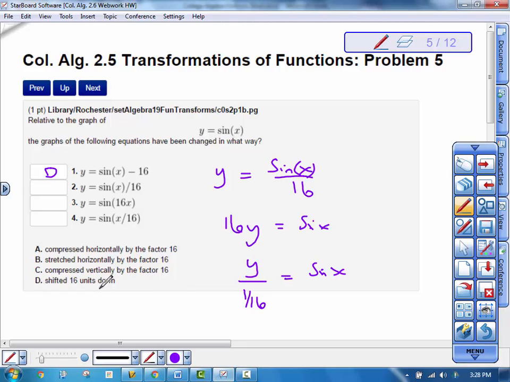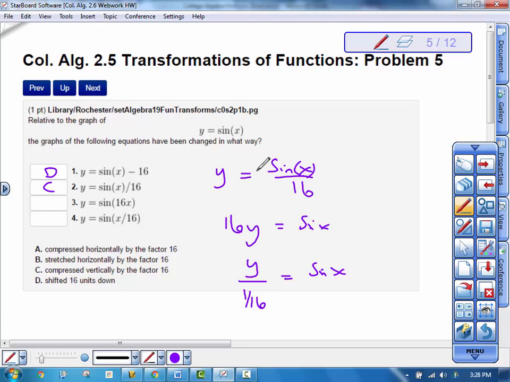So let's look for that. Compressed vertically by a factor of 16 would be C. So I know it's written a little bit weird, but you can do it different ways, but I like to stay consistent with x and y, so that's the way I put it on the formula sheet. If you like it a different way, then feel free to do it whatever way makes sense to you.